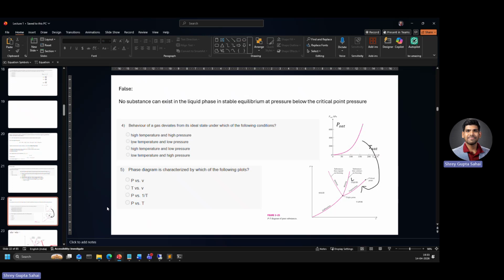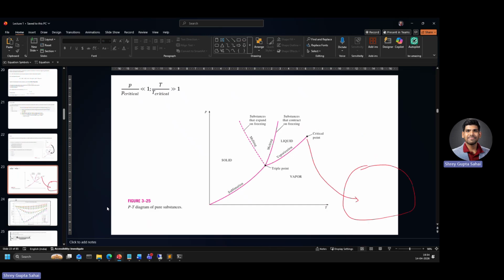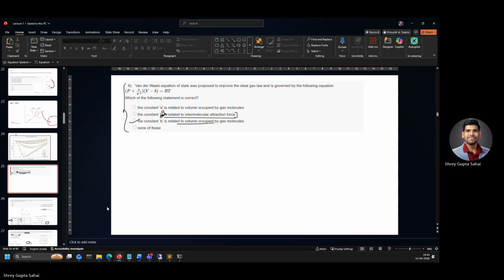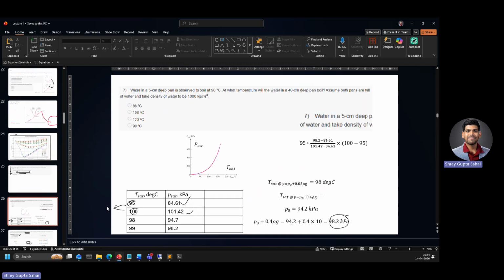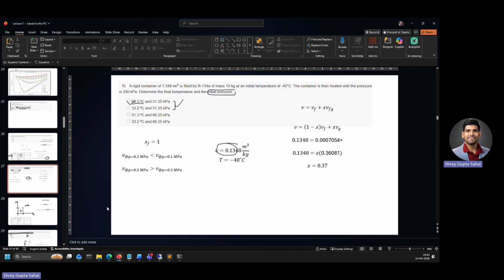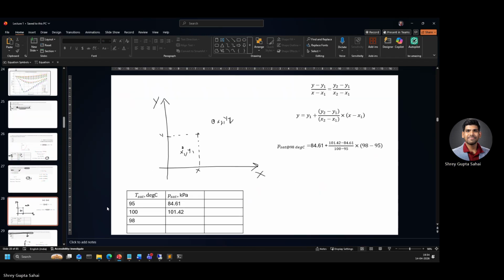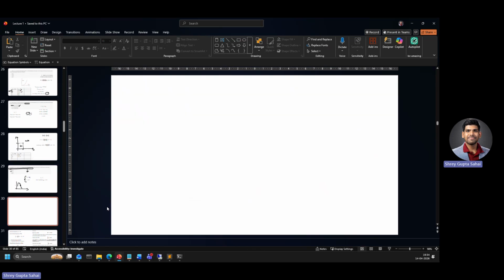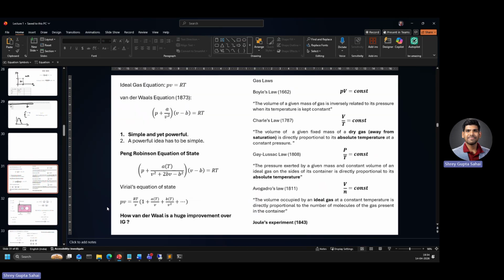Then we discussed one day saturation temperature, critical point, amongst other things. We also discussed compressibility effects, the van der Waals equation, and did some steam table questions. Those are straightforward questions. Yeah, you can also explore that.